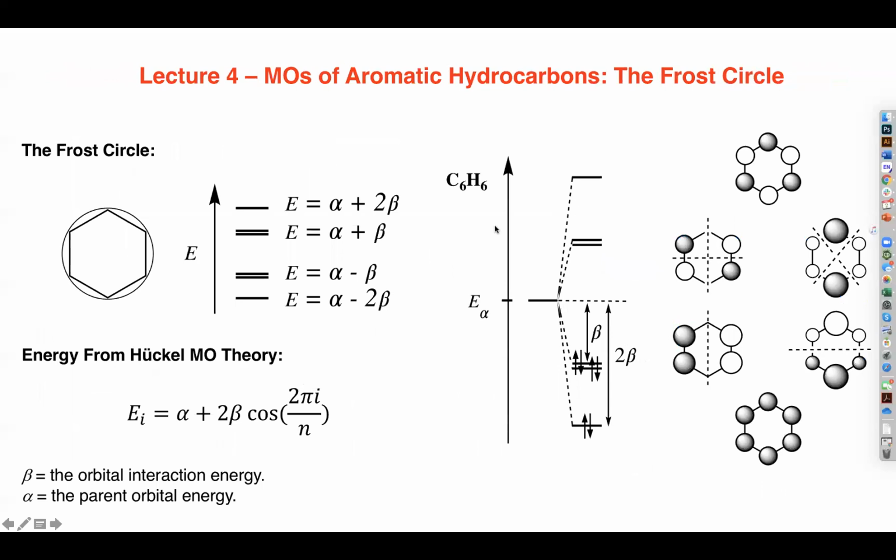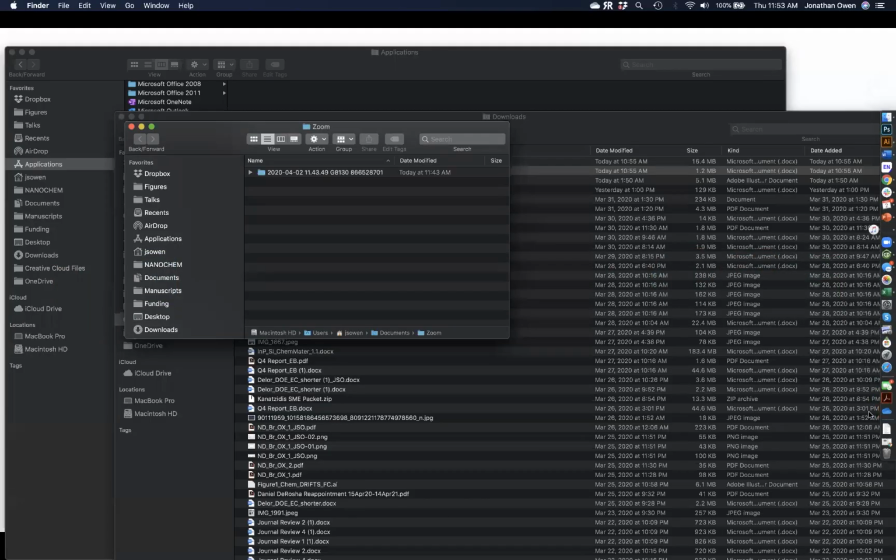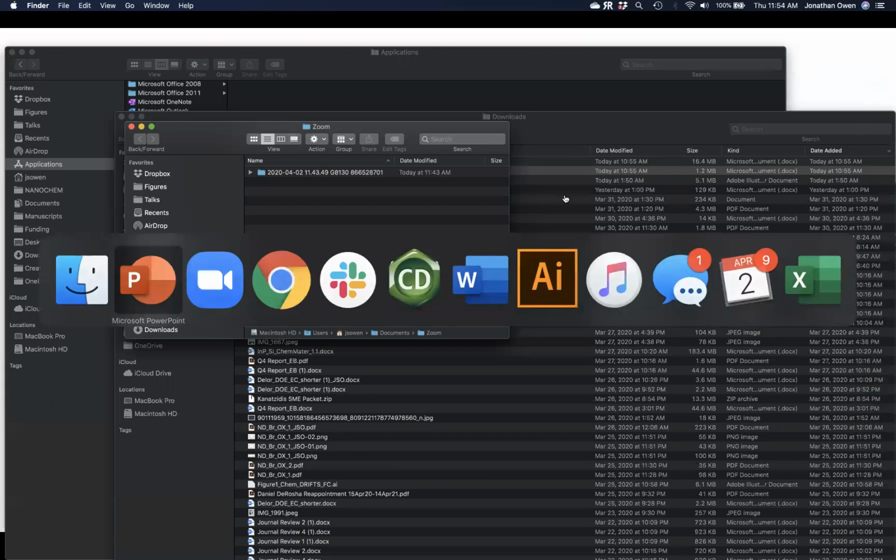Let's take a look at aromatic hydrocarbons. Those present a really nice example of this kind of thing. See if I can make my, I don't know why you want to do that.